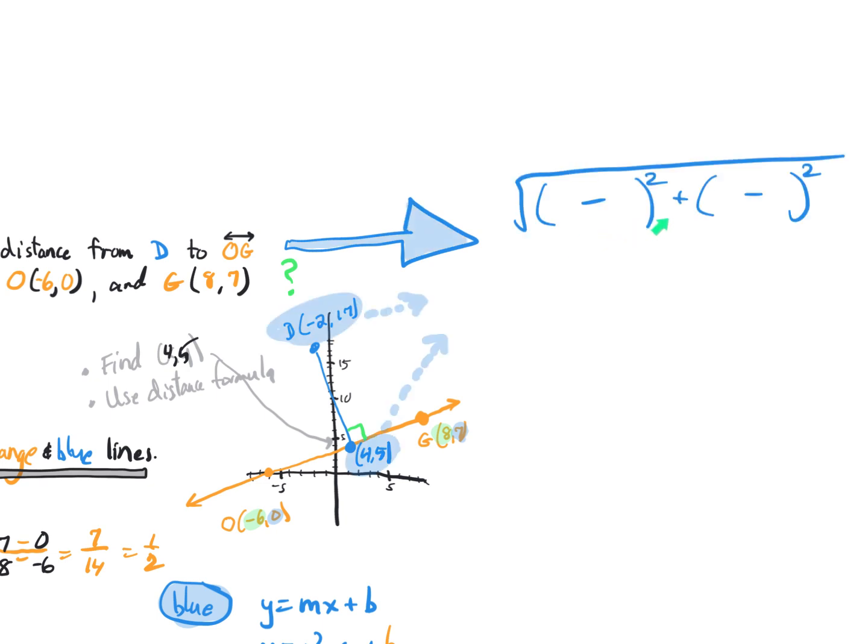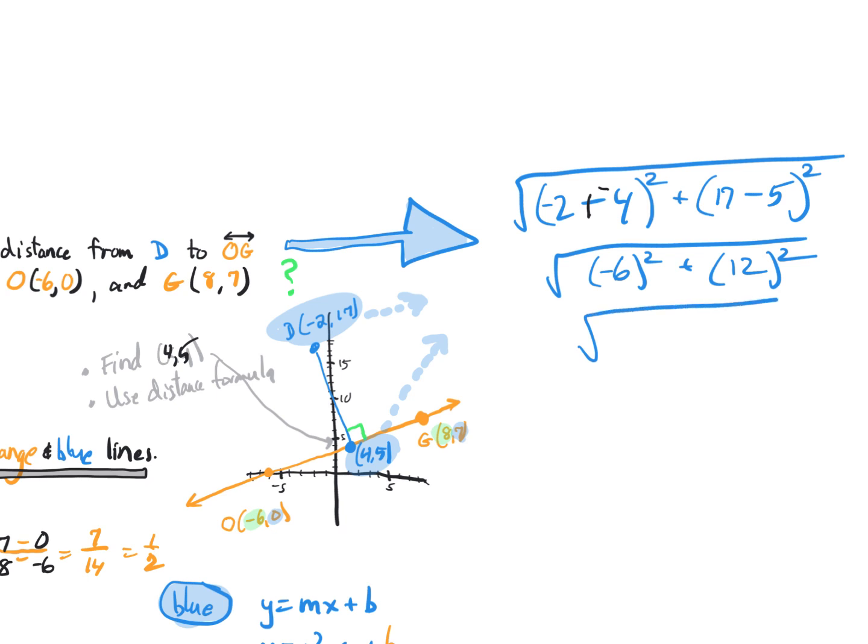We have our distance formula between these 2 points. So the x's will get subtracted, negative 2 and 4. And the y's will get subtracted, 17 and 5. Remember, subtraction can always be changed to adding the opposite of the next number. So we have negative 4 and negative 2, which is negative 6. 17 minus 5 is 12. Negative 6 squared is a positive 36. 12 squared is 144. So we have the square root of 180.